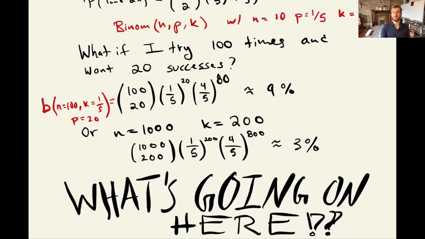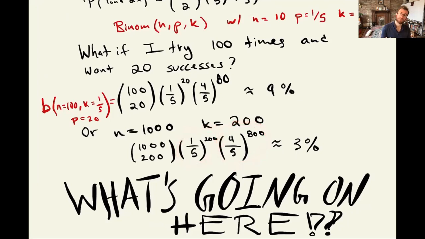Because in all honesty, if you actually work out how to compute 1,000 choose 200, it's going to be pretty large. And the only reason why that number becomes something that's less than 1 is because it's attenuated by these huge numbers, 4/5 to the 800 and 1/5 to the 200. Or I should say huge exponents, which then become very, very small because I'm raising a number less than 1 to a really high power.